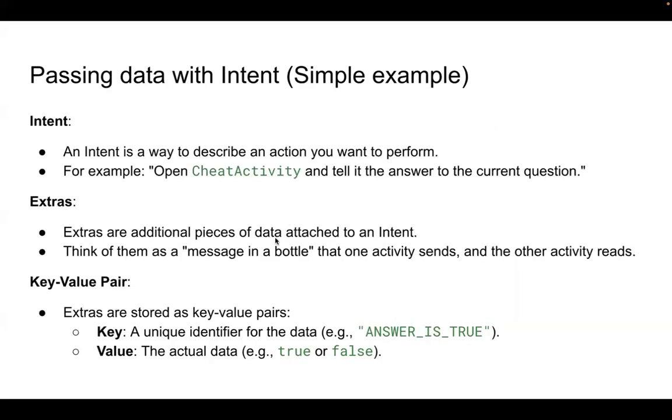Extras are additional pieces of data attached to the intent. So yes, you are going to the cheat activity, but what's the purpose? Why are you going to that cheat activity? Maybe you just want to open it, but maybe you also want to send something to that activity. Think of them as a message in a bottle that one activity sends and the other activity reads. So pretty simple stuff. How you send it is like a key-value pair: a unique identifier, answer is true. You just have to have this unique identifier, and then you pass the actual data.